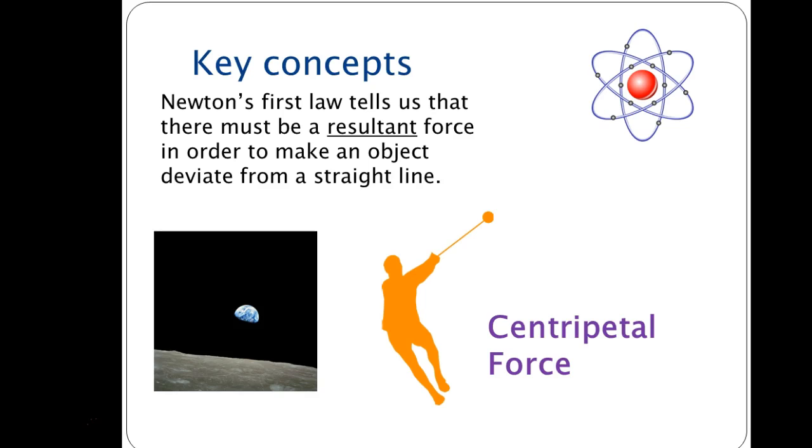Now let's have a look at some of the key concepts that underpin uniform circular motion. Well, we know for a start off that if something's moving in a circle, there's got to be a resultant force acting on it, otherwise it would carry on in a straight line. Our first job then is often to identify what is providing this centre-seeking force, or centripetal force. In the case of the Moon orbiting around the Earth, it's the gravitational attraction that provides the centripetal force. In the case of the hammer thrower, it's the tension in the string. And in the case of atoms, electrostatic forces provide that force that acts inwards.